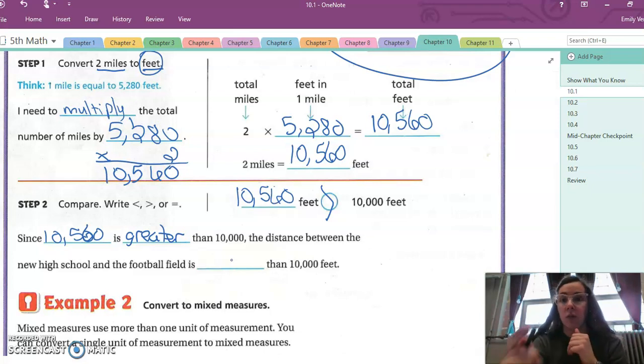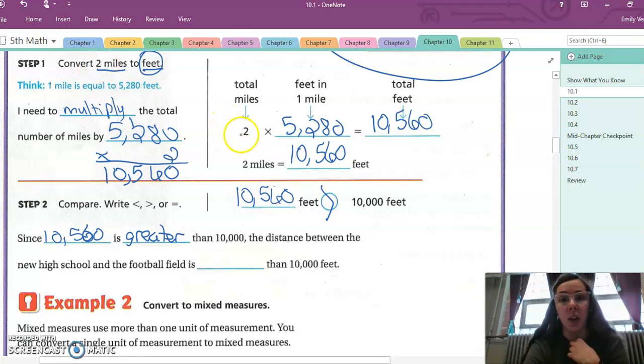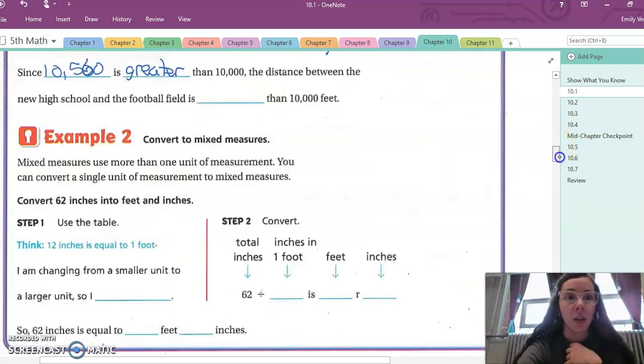You just take the number that you start with, multiply or divide by the base number of the smaller unit, and that's it. Sometimes they will have you tell if it's greater than, less than, or equal to, and we'll look at some of those examples in a few minutes. Okay, let's look at the second example.